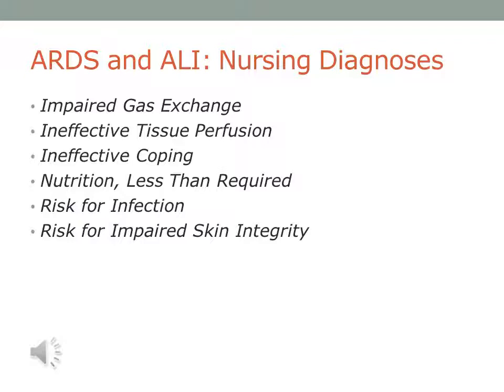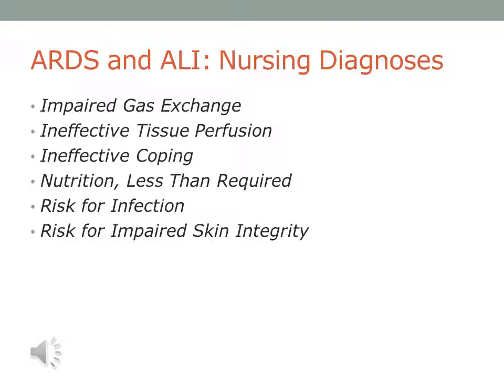Some of our nursing diagnoses that would go along with ALI and ARDS, well, impaired gas exchange would be right there at the top. Remember, our alveoli are not functioning properly because of damage, so we're not getting the gas exchange, which is ultimately the cause of our respiratory failure. Ineffective tissue perfusion. If we're not getting the necessary oxygen to the bloodstream, we can't get effective tissue perfusion.